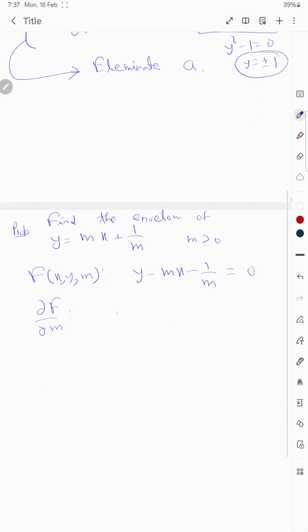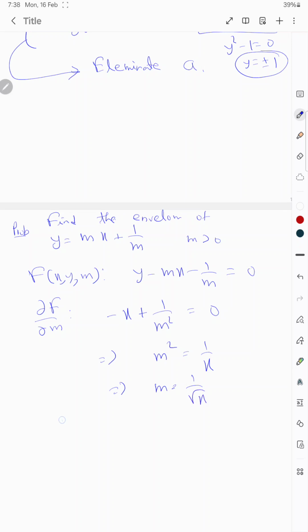So del f del m is minus x minus 1 by m square equal to 0, right? So from there basically you are getting, sorry, this will be plus, I think. Yeah, m square will be one by x, right? So m is 1 by root x.